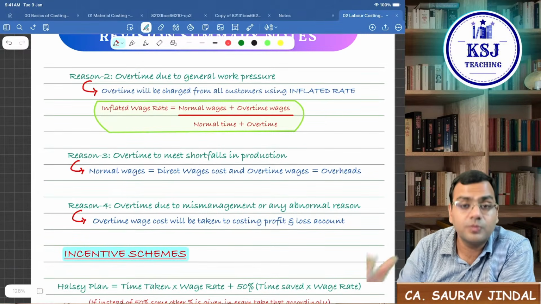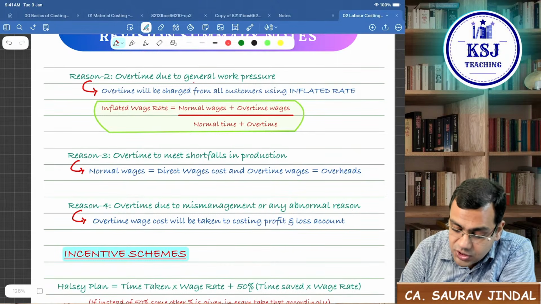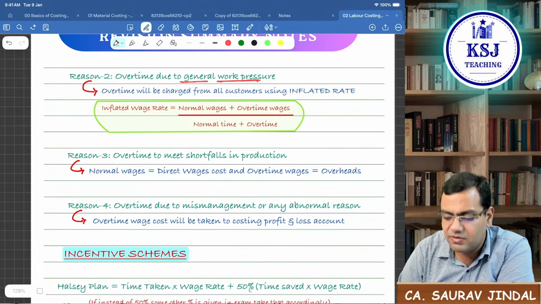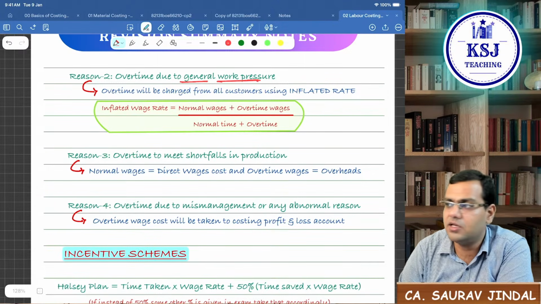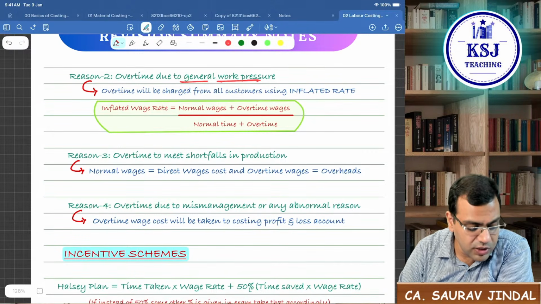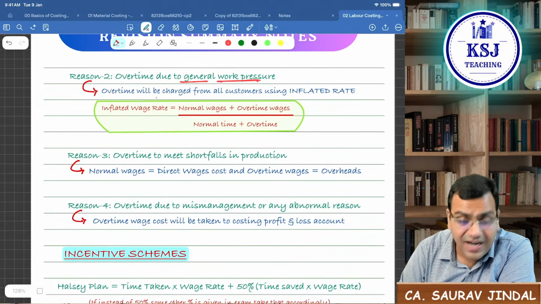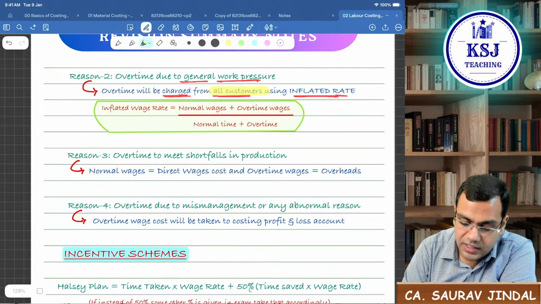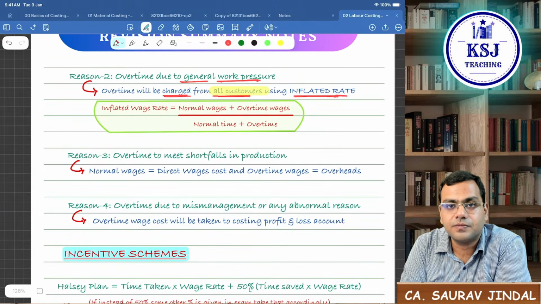Reason number two, if the overtime is due to the general work pressure. Generally, the work pressure is there throughout the year. You have to do the overtime. Your product is so good, the demand for the product is so high that you have to do the overtime. Then in that case, the overtime cost will be charged from all customers using the inflated rate.